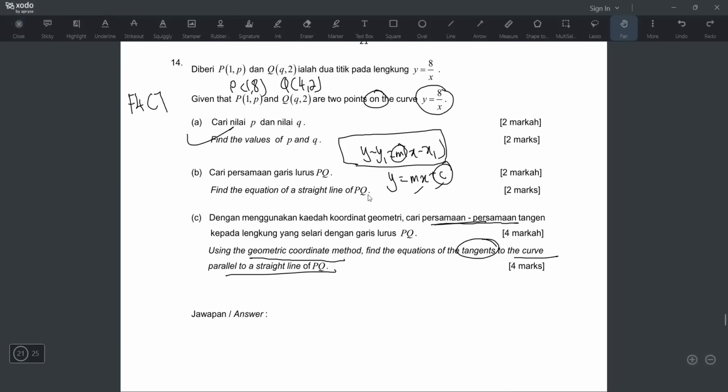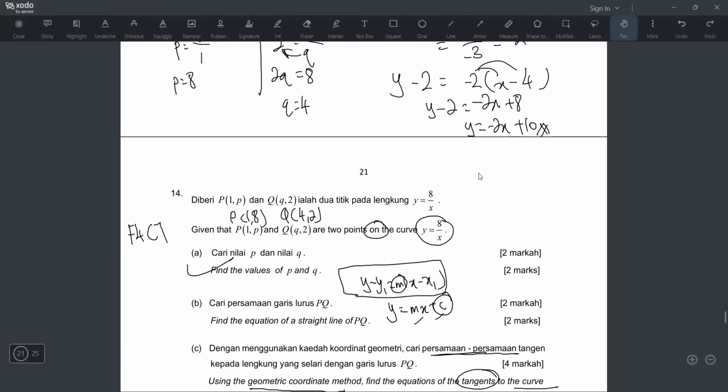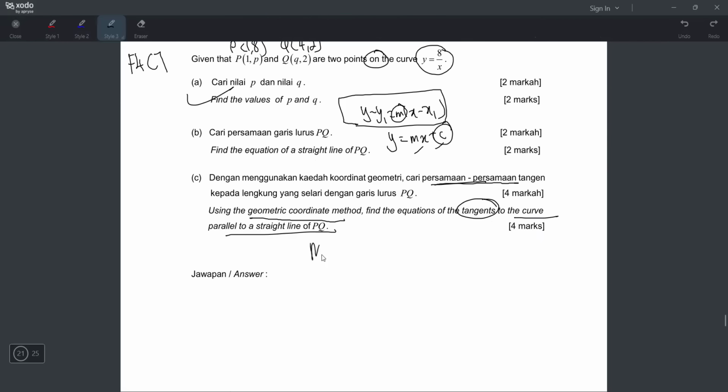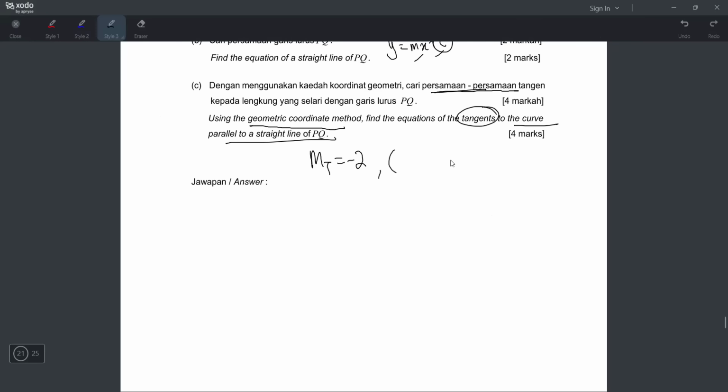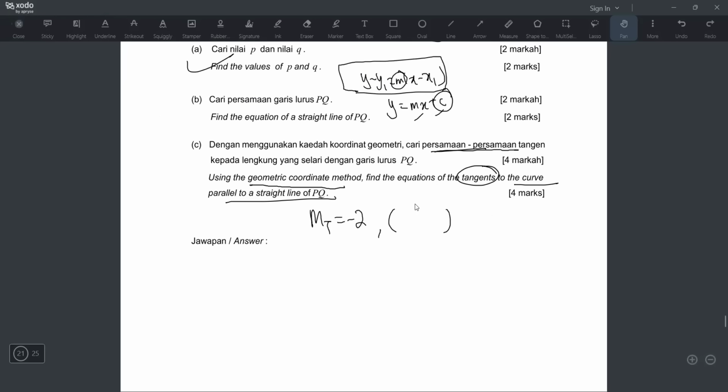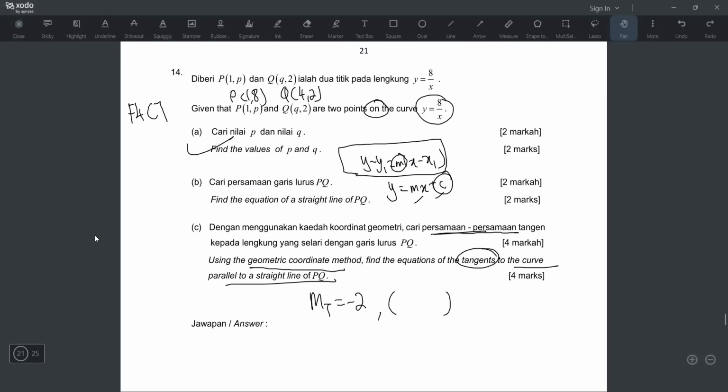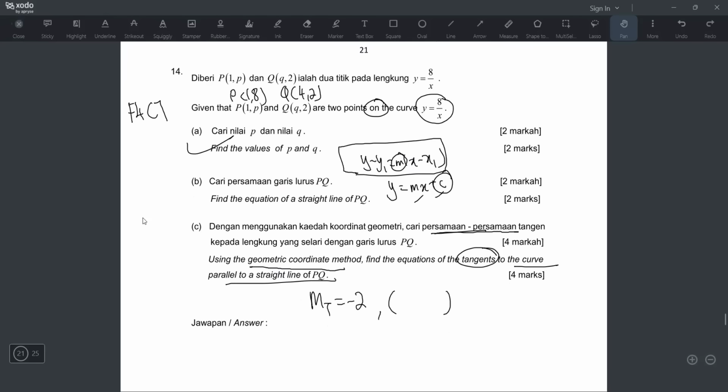So your gradient tangent is -2. Yeah, so gradient tangent is -2 lah. Tapi point nak masuk apa? Tak boleh masuk point atas ni kan? Find the equation of tangent. Okay, parallel to PQ means the gradient tangent is confirmed -2 one. But in order to find equation, we need to have the point yang passes through. But dia tak cakap passes through siapa kan? We cannot just use point P, point Q, suka hati.